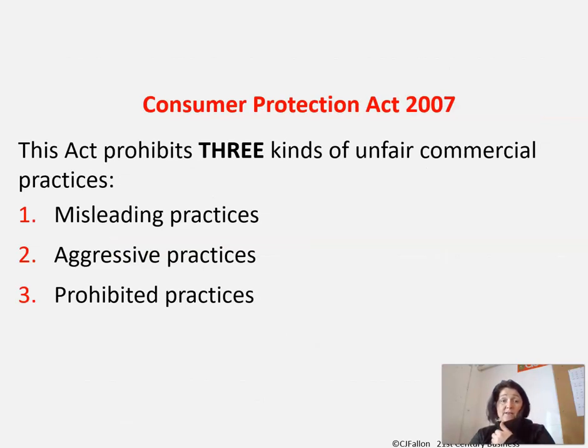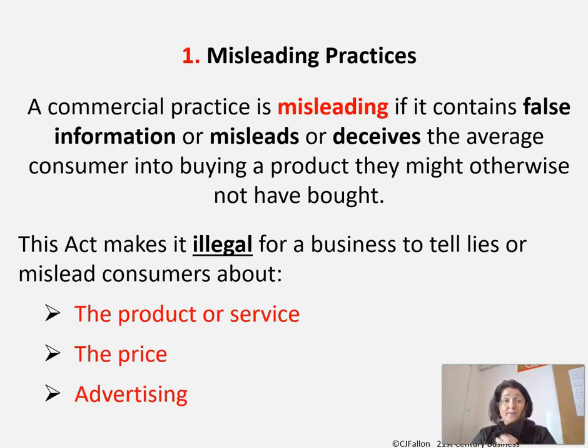Consumer Protection Act 2007. This act prohibits three kinds of unfair commercial practices or anti-consumer practices: 1, misleading practices, 2, aggressive practices, and 3, prohibited practices. A commercial practice is misleading if it contains false information or misleads or deceives the average consumer into buying a product they might otherwise not have bought.